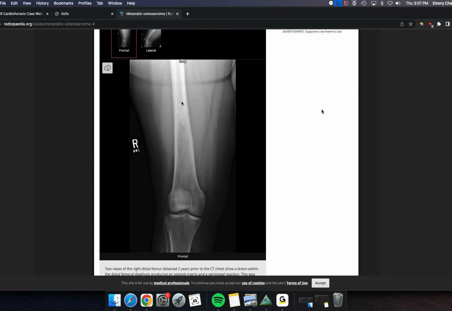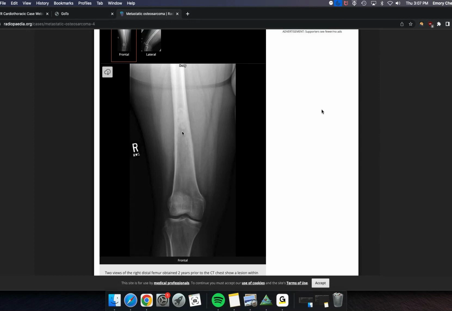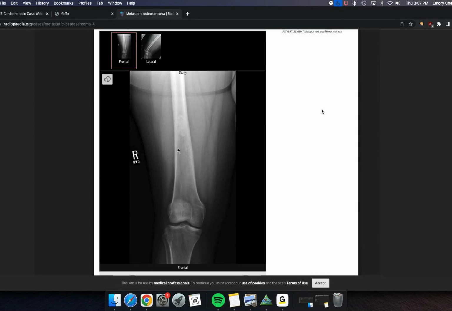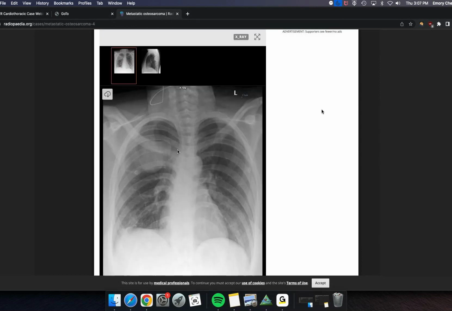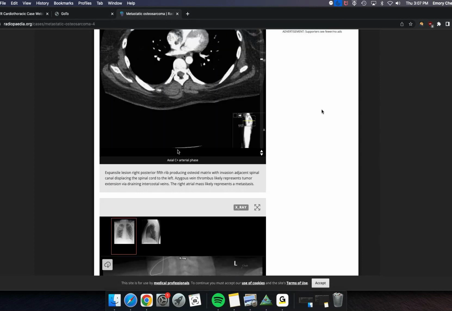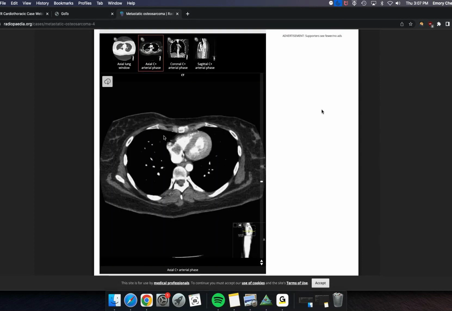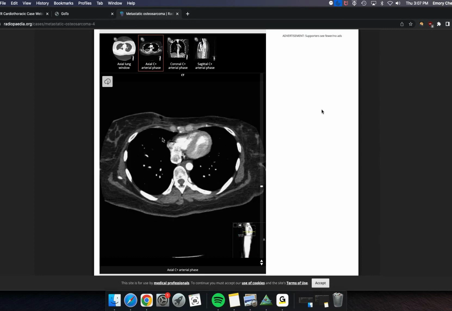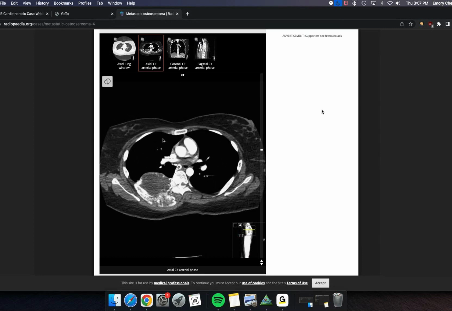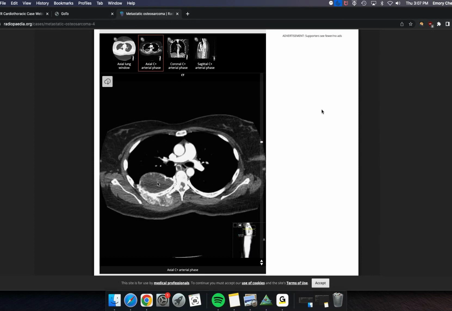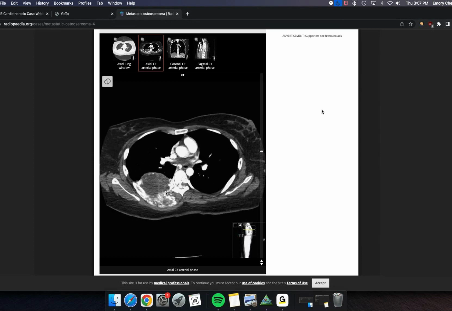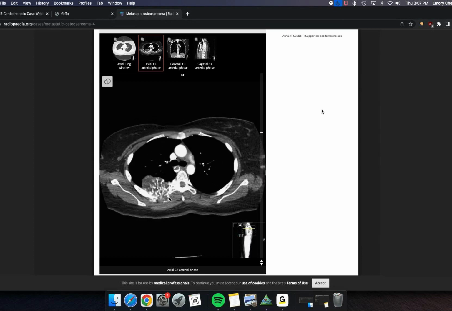So you can see a sclerotic lesion here, blastic lesion there, periosteal reaction, the Codman's triangle. So you kind of get the idea. We're showing an osteosarcoma. So you go back to the CT chest. Here's the mass. It's a big, kind of centrally necrotic mass, osteoblastic, invasive.